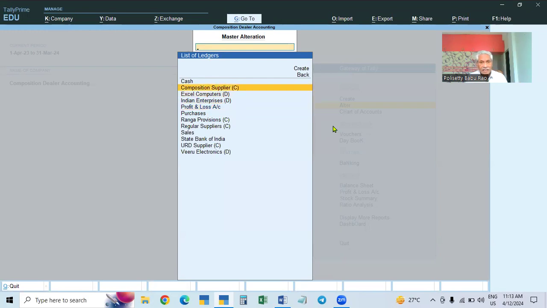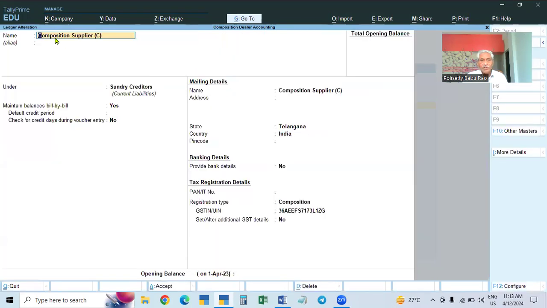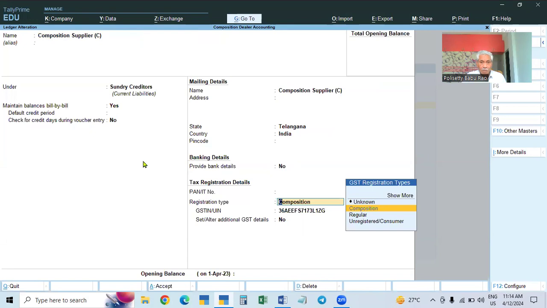See here, I created the taxable, that is regular, then the composition dealer, then the unregistered. Here it will show in alphabetical order, so it may come before or after. The first one is the composition supplier. I did not give the name; I will give the name, X and Co, for example. So composition supplier, that is creditor, so within the bracket I give C, meaning creditor, and the group is creditor. Everything is the same, address, everything. Here, he is a composition supplier.